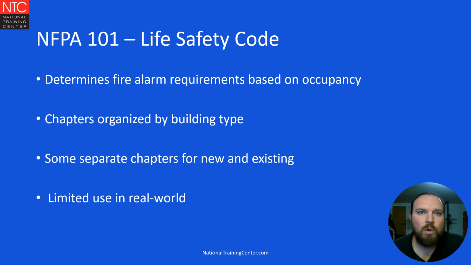So NFPA 101 is going to be the life safety code. We use it to determine the fire alarm requirements based on occupancy, and what we look at is this book tells us the requirements of buildings. There are chapters organized by building types. You do see some separate chapters for new buildings versus existing buildings.